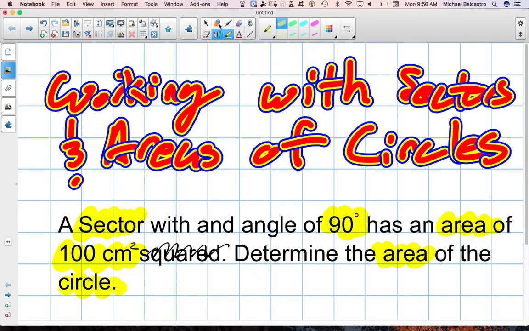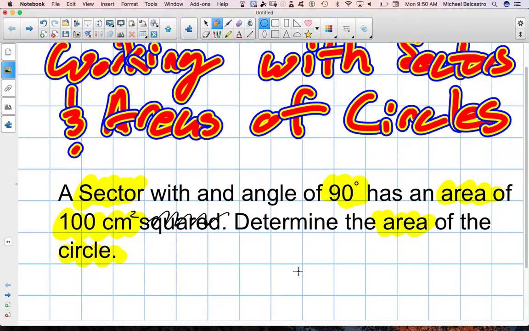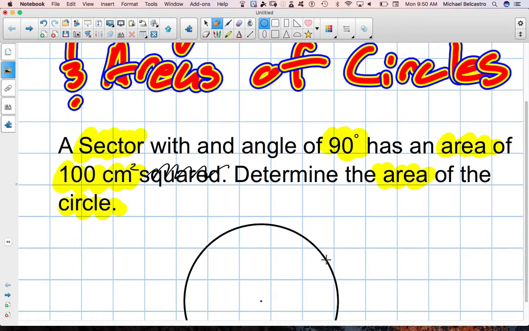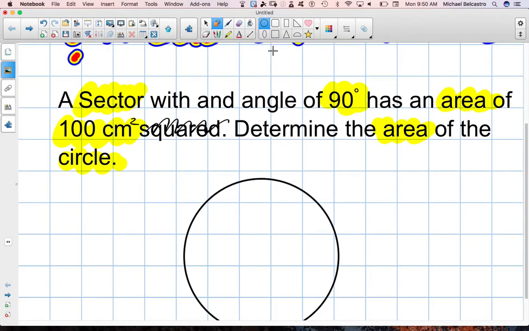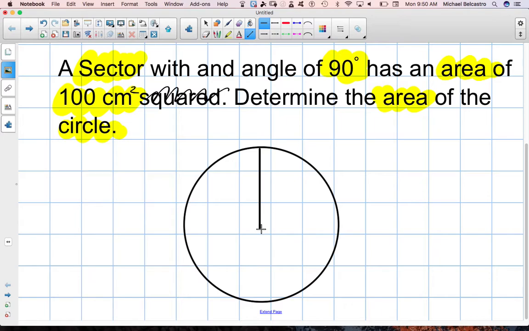So let's again draw a diagram. Tends to be relatively helpful. Here's our circle, and we have a sector. A sector that has an angle of 90 degrees. That would be this sector here. Okay. There's a 90-degree angle. It also happens to take up 100 centimeters squared of space. So determine the area of the circle here.